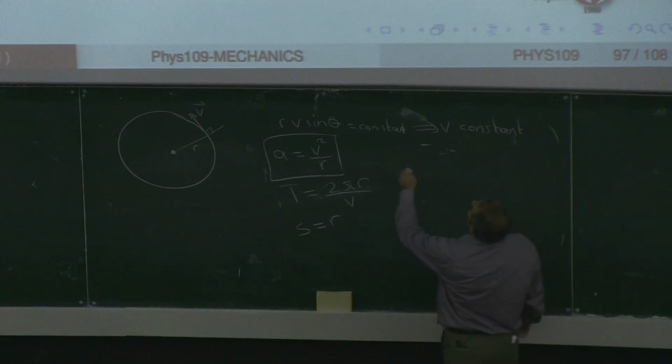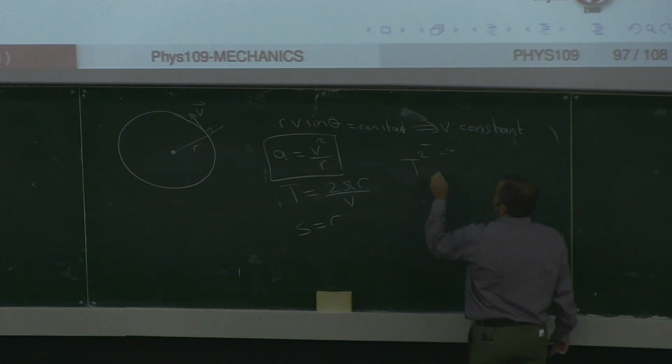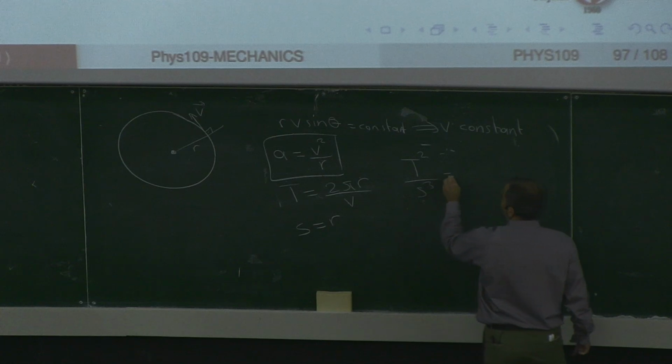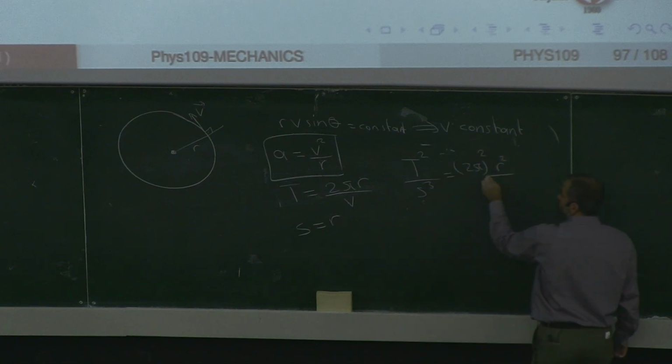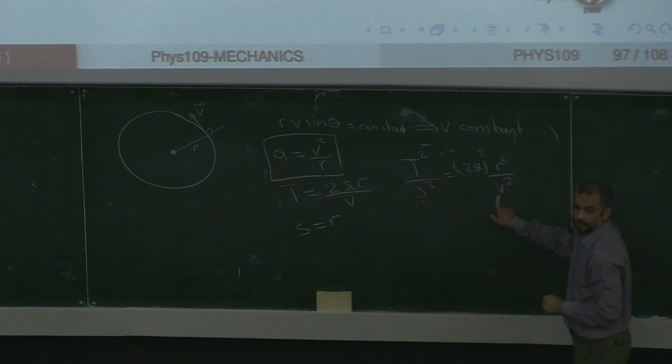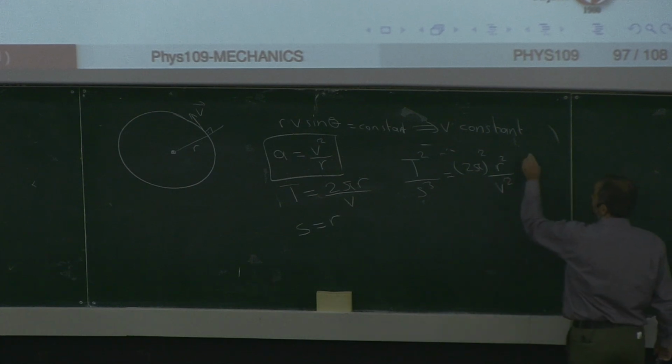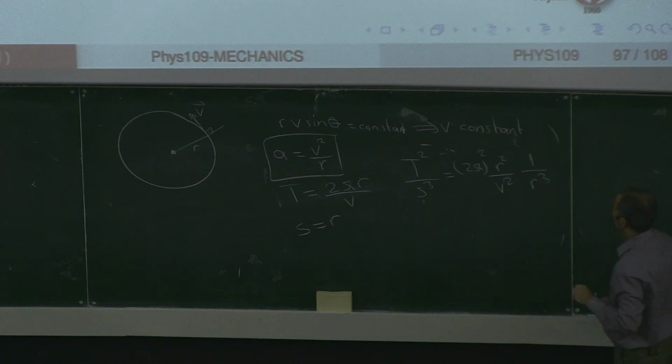So let's just substitute. We have T squared over S cubed. This is 4 pi squared r squared over v squared. This is T squared. Well, 1 over S cubed is 1 over r cubed. Kepler's observation was that this is constant.